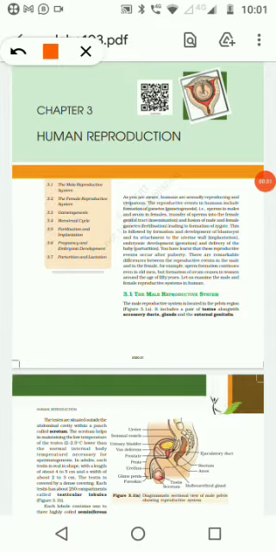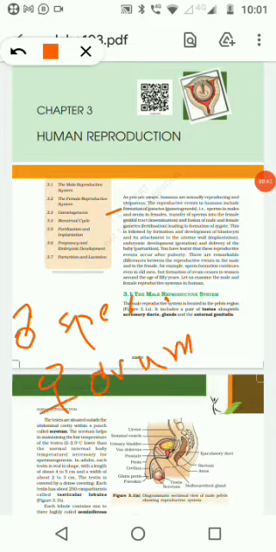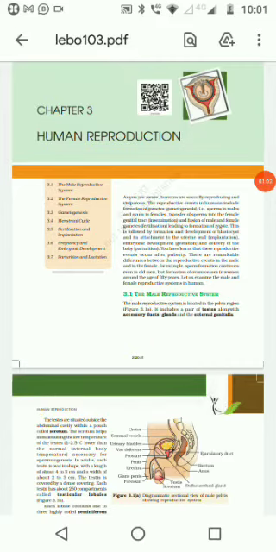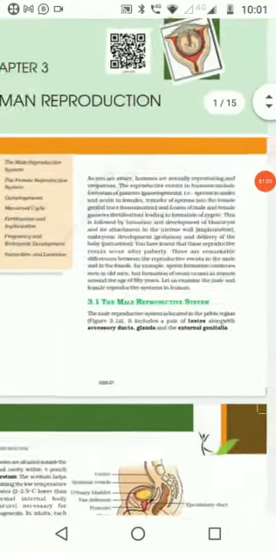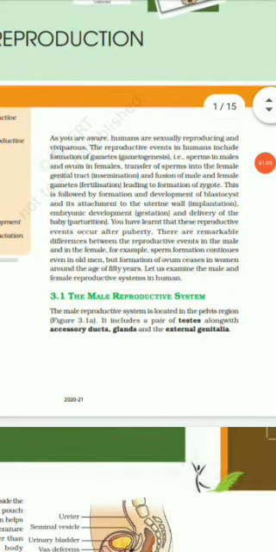So what are the steps involved in human reproduction? The first one is the formation of gametes, which is gametogenesis. The male gamete is the sperm and the female gamete is the ovum. Then there is a transfer of the sperms into the female genital tract, which is known as insemination.